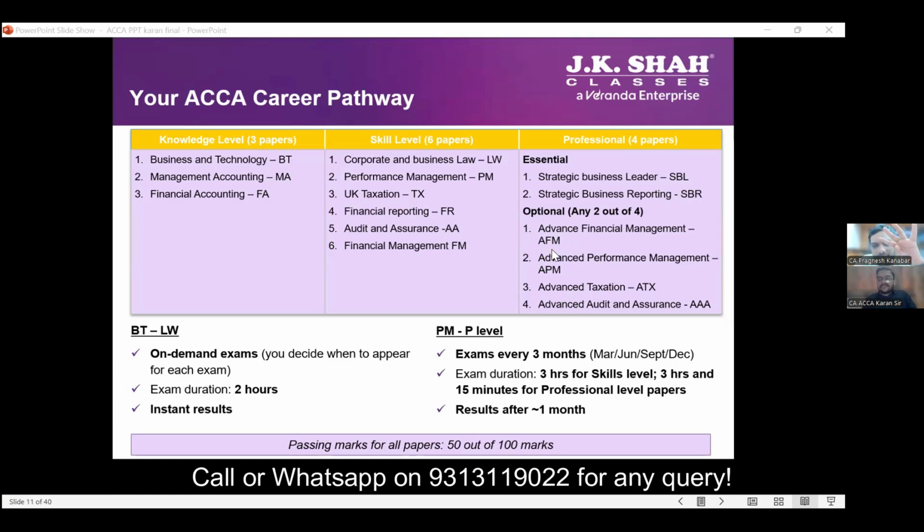So in this professional level, there are 4 papers, essential 2 being SBL. This SBL is what? Costing subject? No, costing is APM, Advanced Performance Management. All right. So what is SBL, sir? SBL is a very unique subject in itself.